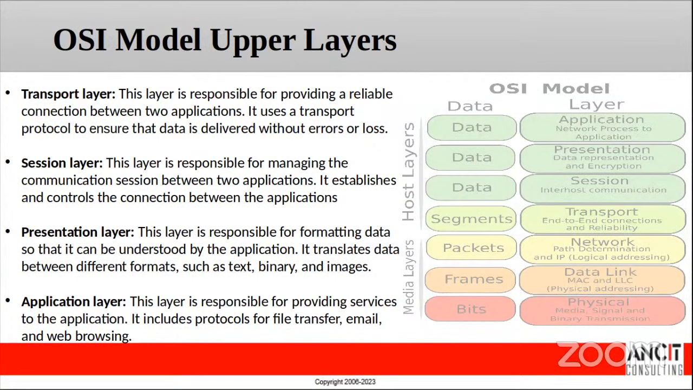Here, it takes the segments and merges them to convert them back to the data format. When receiving from the upper layer, it takes the data and breaks it into pieces called segments. This is for the reliability of the connection, because we have to deliver the data without error. Here we majorly use the UDP and TCP protocols. We will discuss that later.